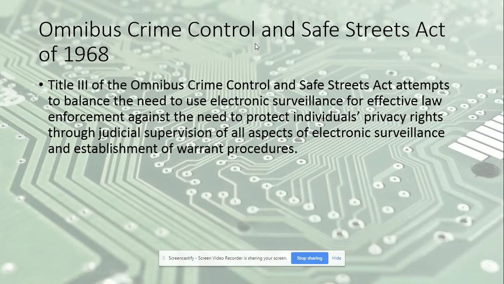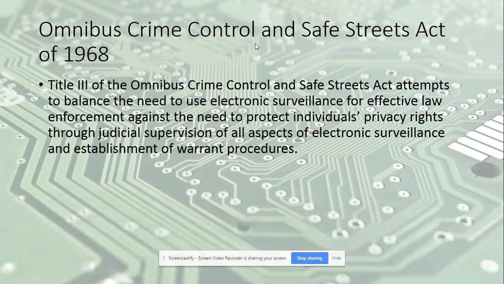So moving on. You'll see a lot in your textbook where it refers to Title III. Title III refers to Title III of the Omnibus Crime Control and Safe Streets Act of 1968. And Title III of that act helps to balance the need to use electronic surveillance against the need to protect individuals' privacy rights through judicial supervision in all aspects of electronic surveillance and establishment of warrant procedures.